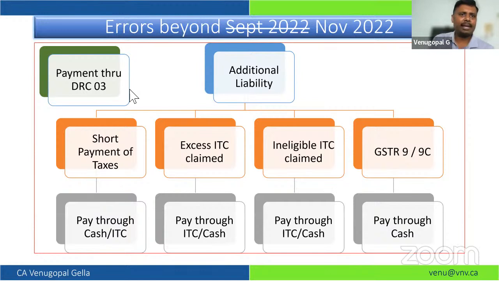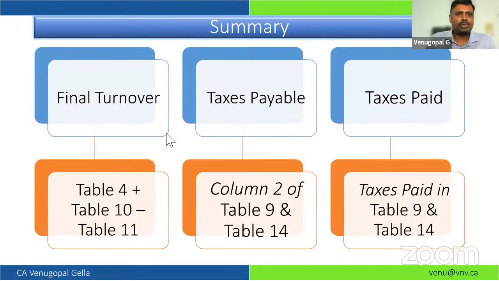If you find there is a liability short paid, please pay through DRC03. DRC03 can be used for short payment of taxes, excess ITC claim, ineligible ITC claim, or any other liability that you are discovering during GSTR-9 and 9C. You have to pay it through cash only. In a very exceptional situation the ITC will be coming, but the portal instruction clearly says DRC03 should be paid only through cash.